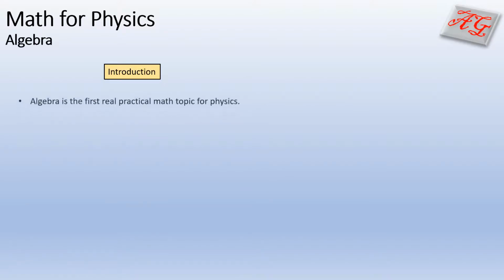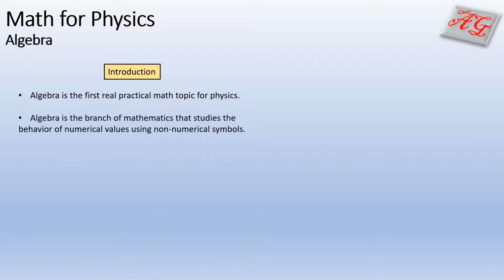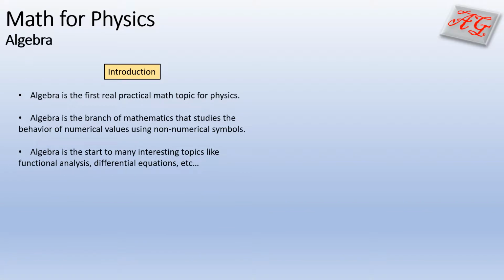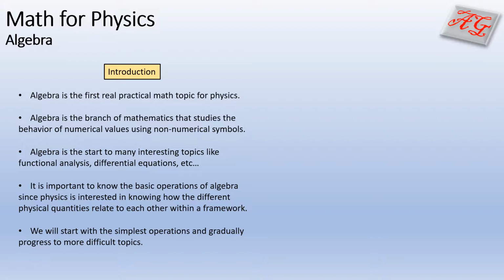So algebra is probably the first real practical, useful, and fundamental topic in physics. And well, since algebra is a branch of mathematics that studies the behavior of relations between different variables, it is the start of very interesting topics like functional analysis, differential equations, and a bunch of other topics. Also, algebra will be useful to us in physics, since physics is a science where we want to know how different quantities relate to each other quantitatively and thus be able to build a model that predicts the behavior of a system within an adequate framework. So we will start with the simplest operation or algebraical procedure and gradually progress to more difficult topics.